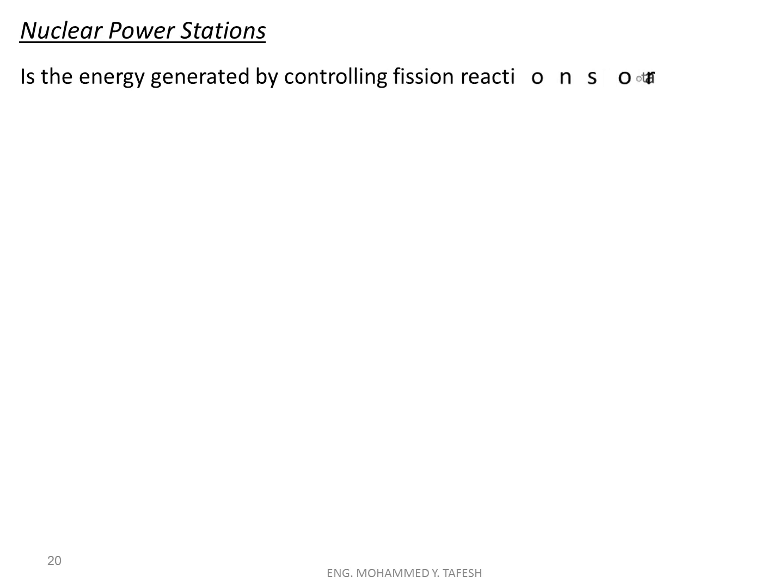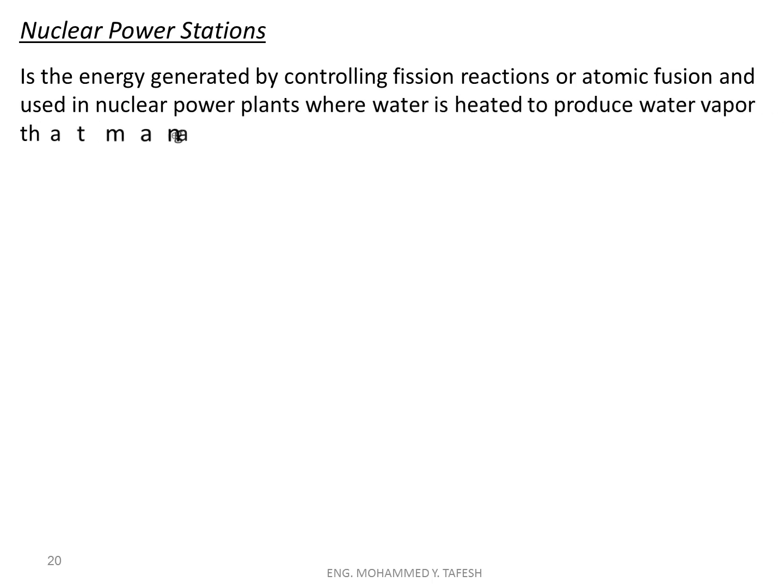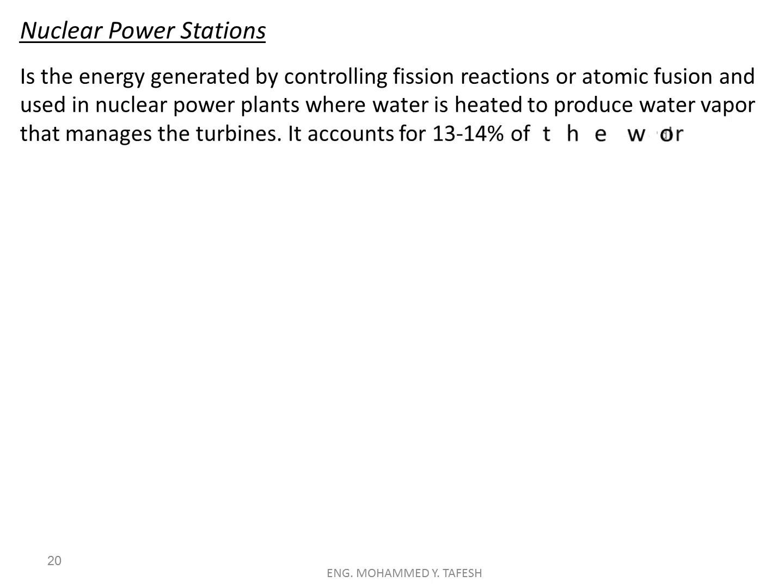In nuclear power stations, the energy generated by controlling fission reactions or atomic fusion is used in nuclear power plants where water is heated to produce water vapor that manages the turbines. It accounts for 13 to 14% of the world's total electricity produced.